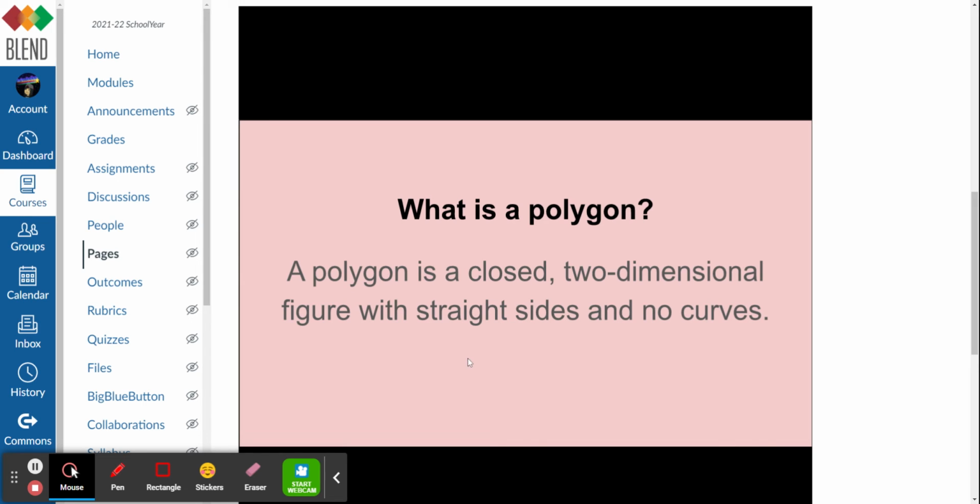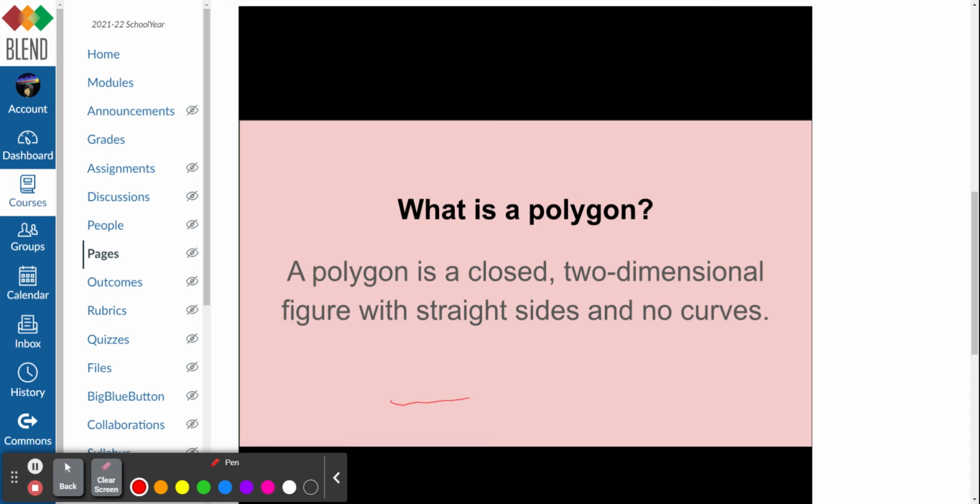So a polygon is a closed two-dimensional figure with straight sides and no curves. What it means by closed is if we're drawing polygons, it has to be closed. Like you can't escape from the inside. It's got walls on every side. So an open polygon wouldn't be a polygon because it's open. You see how you could escape from that shape. If you can escape from the shape, it's not a polygon, all right? So polygons have to have closed figures and straight sides with no curves.